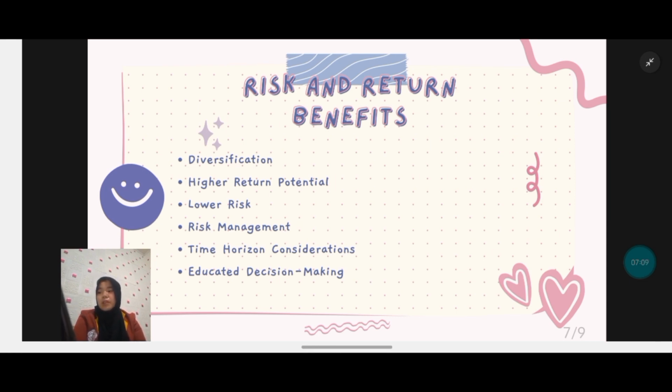Number four, risk management. Understanding the concept of risk and return allows investors to make informed decisions about how much risk they are willing to take. This enables them to align their investment choices with their financial goals and risk tolerance.